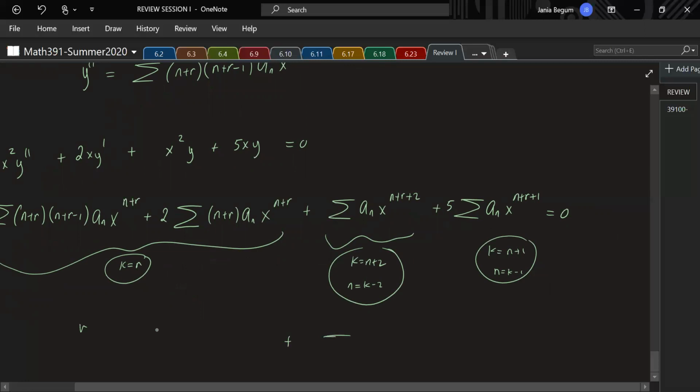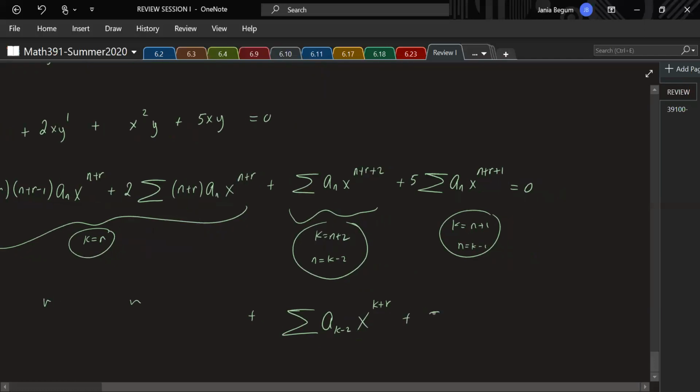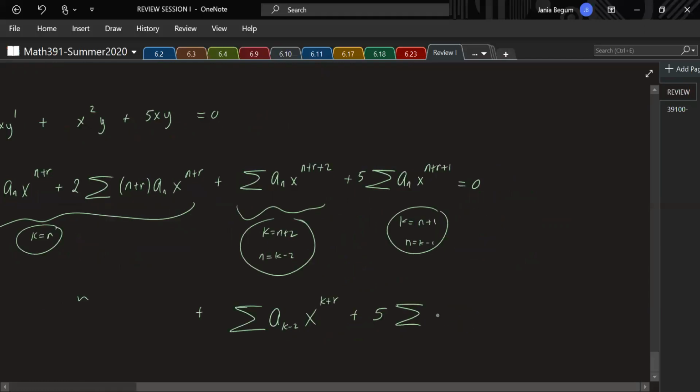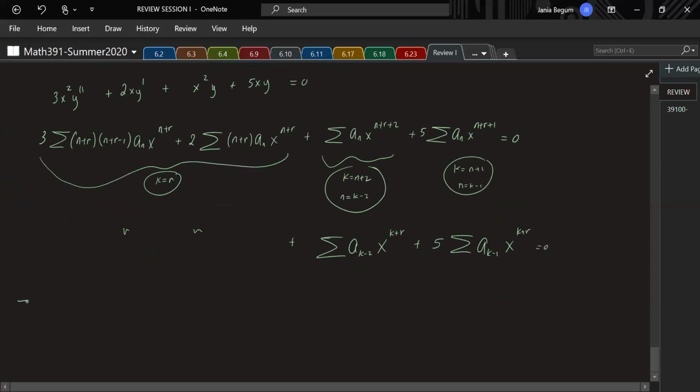So I'm kind of skipping steps. If I rewrite them using the k variable, we have a_(k-2) x^(k+r). And for the last one, we have 5 times the sum of a_(k-1) x^(k+r). Okay, now that their powers are matching, I'm going to write down all the coefficients and then multiply by x^(k+r). That's the next step.